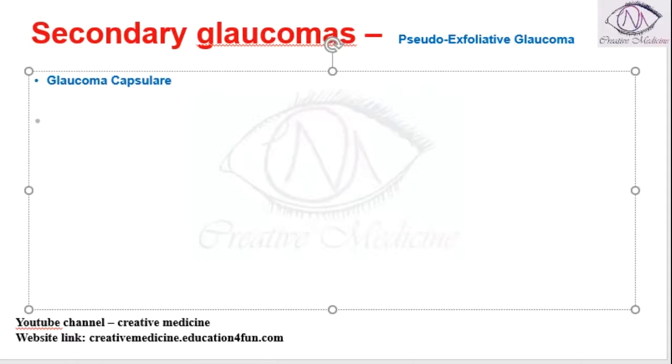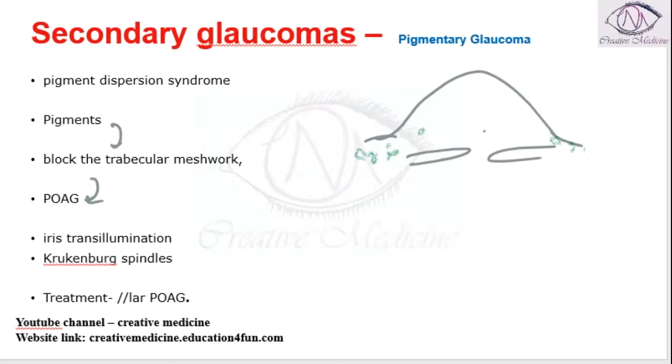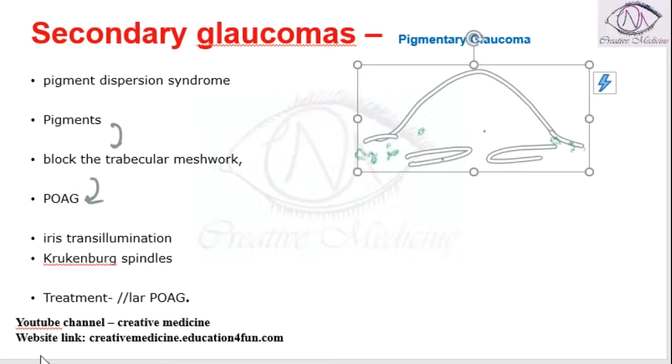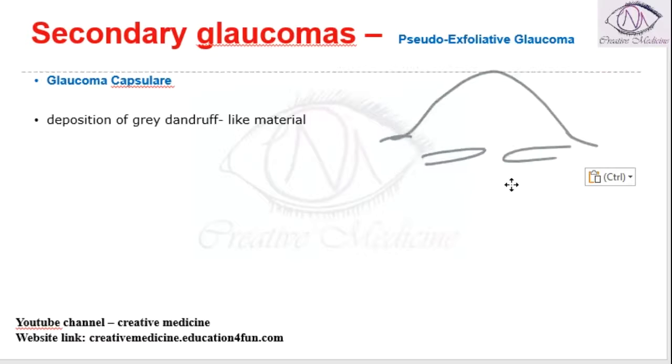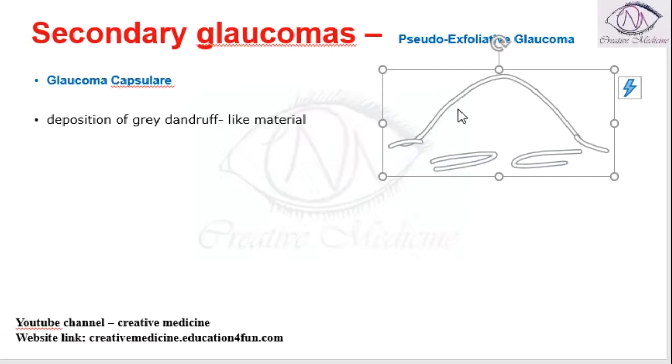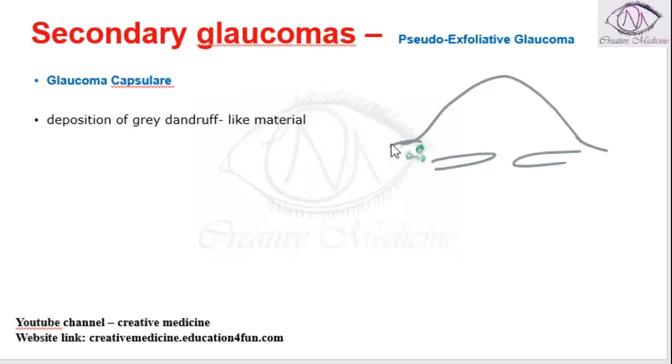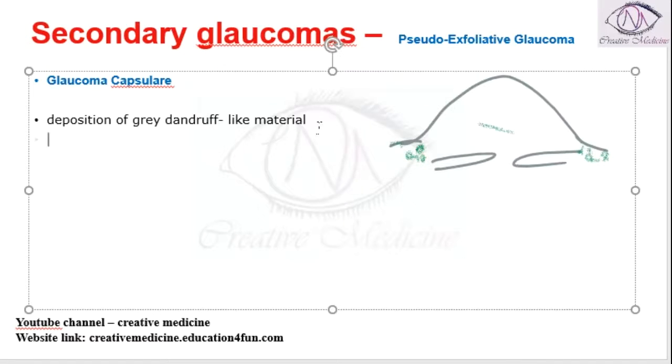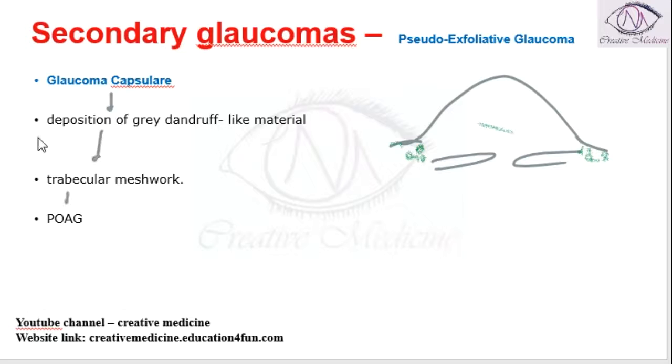Here in pseudo-exfoliative glaucoma, there is formation of a grayish dandruff-like material, and this grayish dandruff-like material will reach the chamber of the lens, that is the anterior chamber, and it reaches the angle and gets deposited in the trabecular meshwork. So this grayish dandruff-like material is deposited in the trabecular meshwork, thus resulting in primary open angle glaucoma. So this is pseudo-exfoliative glaucoma.